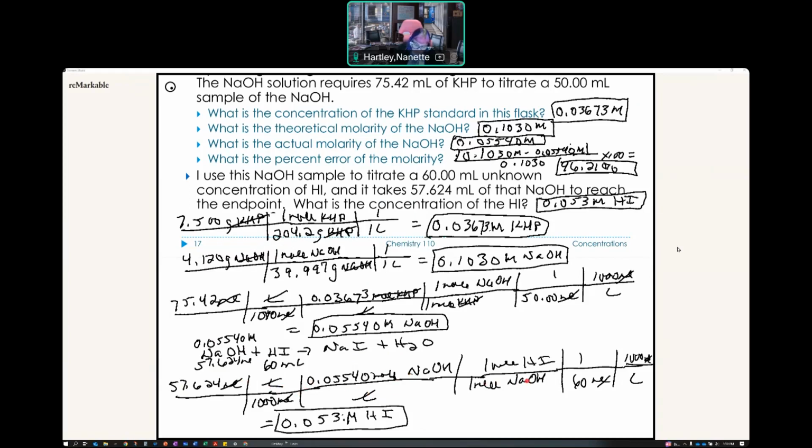I know that 1 mole of NaOH reacts with 1 mole of HI, so that cancels the moles of NaOH and leaves me with moles of HI. I then divide by the volume of the HI that I was given, which is 60 milliliters. Convert that to liters by multiplying by 1,000 milliliters per liter. And that leaves me with a molarity of 0.053 molar HI. I've reported that as 5.3 because this 60 that I got here, no, wait, that actually is 4 sig figs.